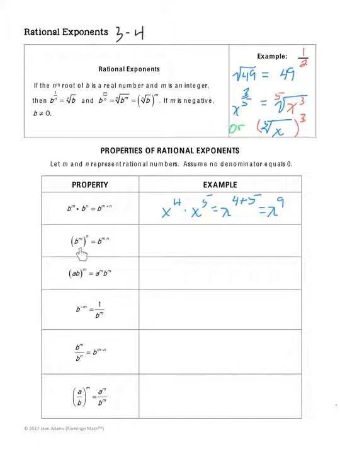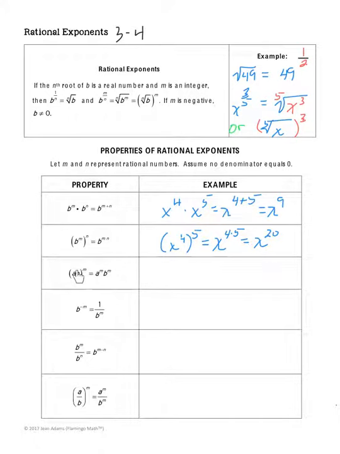If I have a power raised to a power, we're going to multiply those exponents. So I might have x to the 4th raised to the 5th. That's going to be x to the 4 times 5, which would be x to the 20th.